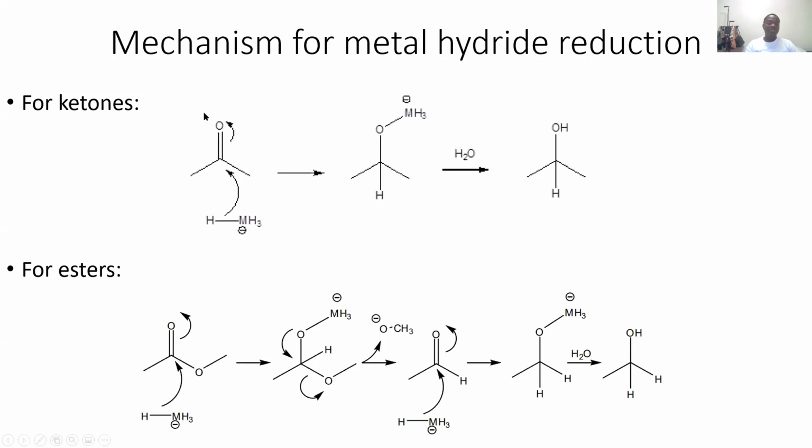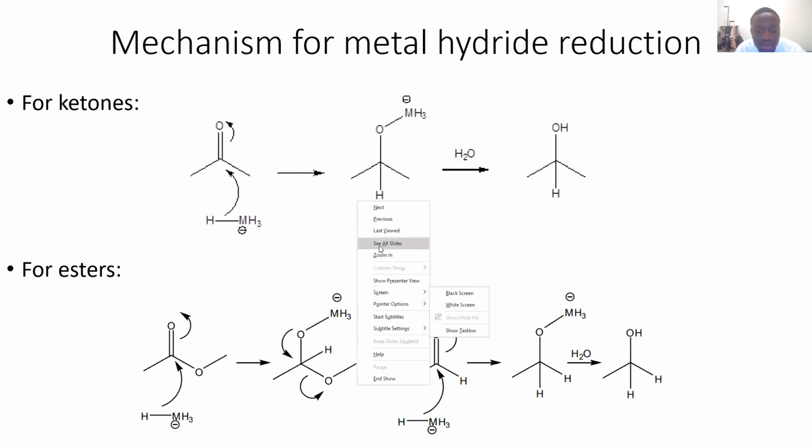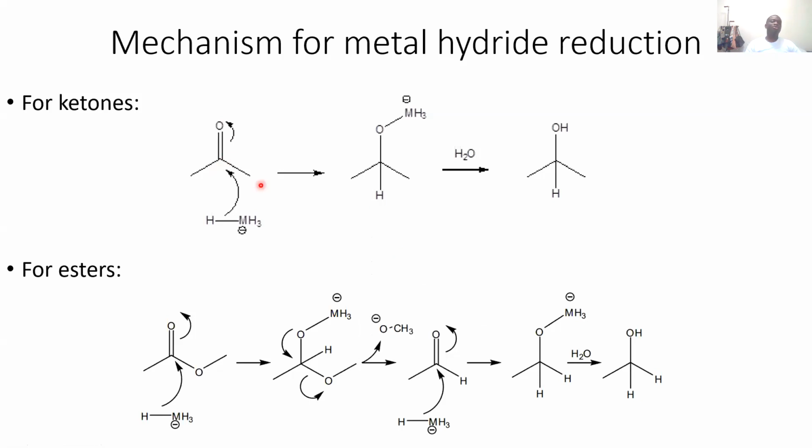In this case, you're looking at the mechanism for reduction of a ketone. Your metal hydride is going to donate a hydride, which attacks the carbonyl carbon, and then electrons flow to the top of the oxygen.